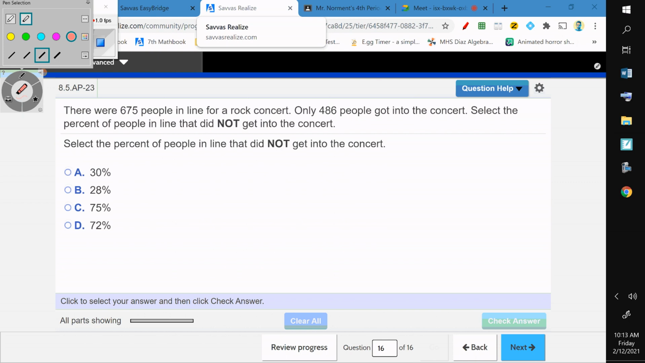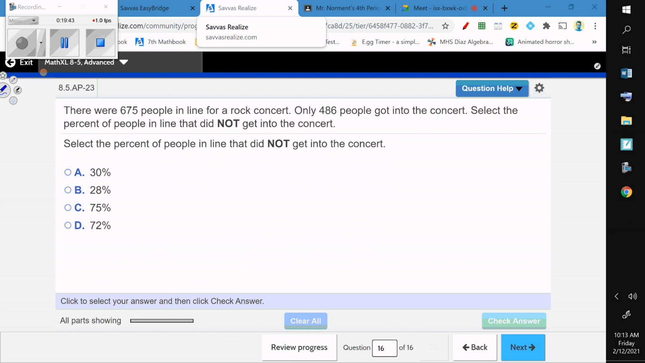Last question. There were 675 people online. Only 486 got into the concert. Select the percent of people that did not get into the concert. Okay? So I'll be nice for you if you've gone this far with me. I think you get 2 chances at this. This many people got into the concert. Do you think that's more than 50% or less than 50%? Well, half of 675 is going to be close to 337.